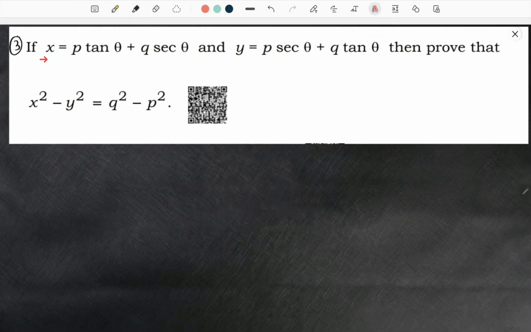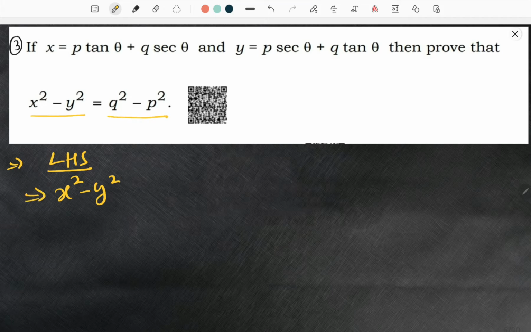Next question goes like this. If x is equal to p tan theta plus q secant theta and y is equal to p secant theta plus q tan theta, then prove that x square minus y square is equal to q square minus p square. Alright, let us get into the question. So LHS is x square minus y square, right? So let us choose the LHS. What is LHS? LHS is x square minus y square. Then we should reach the RHS.